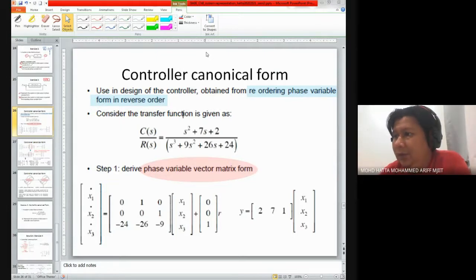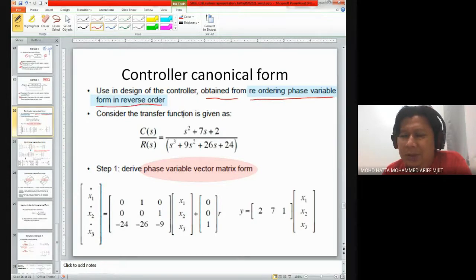Okay, for controller canonical form, it's more or less the same as what is seen in phase variable form, except that in controller canonical form, we try to obtain it by reordering the phase variable form in reverse order. So it's easy. If you know how to come up with a phase variable form, then for controller canonical form, you just reorder the phase variable form. It sounds easy, but not that easy. Of course, you need to follow all the steps.